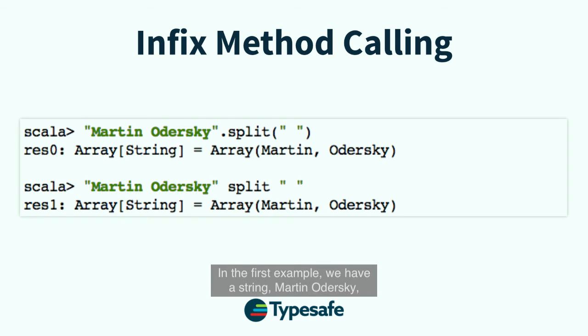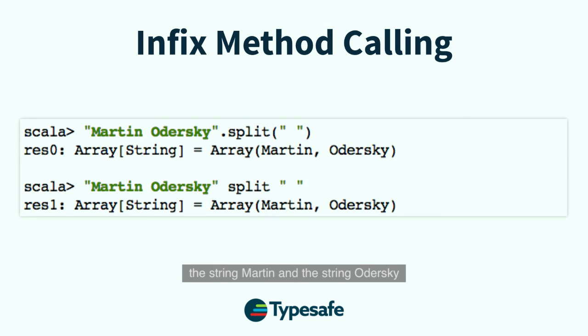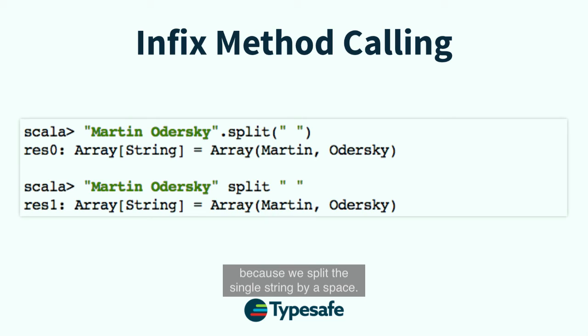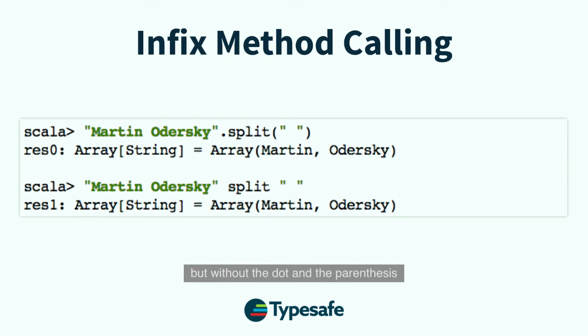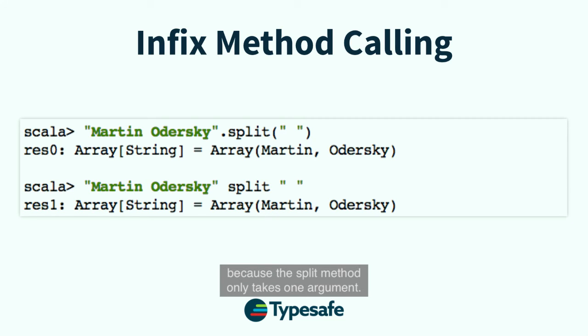In the first example, we have a string, Martin Odersky, and we use dot notation to call the method split on that string. And we say to split that string using a space. This results in an array of strings of two values, the string Martin and the string Odersky, because we split the single string by a space. We could have called this in the exact same way, but without the dot and the parentheses, because the split method only takes one argument.